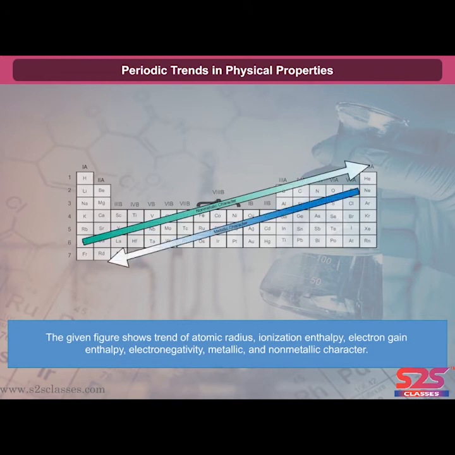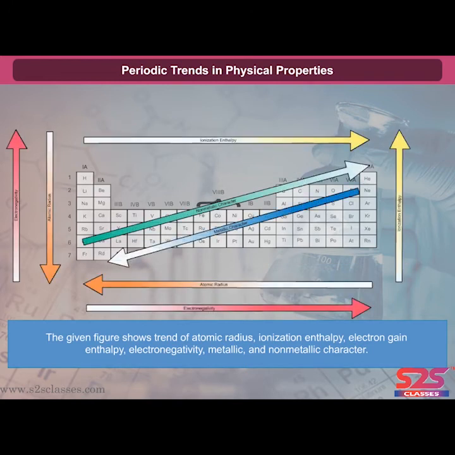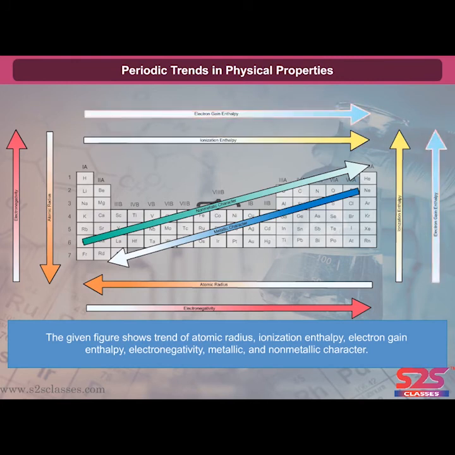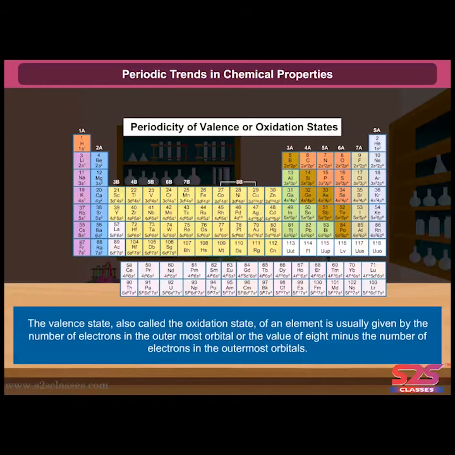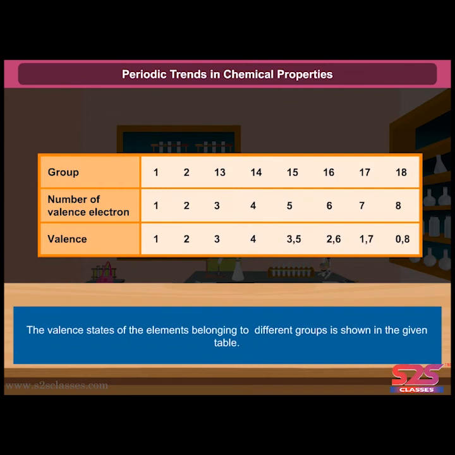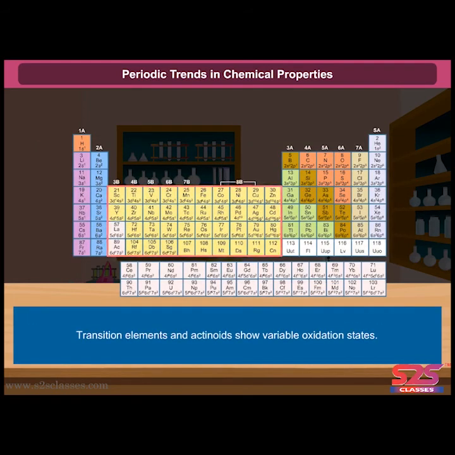The given figure shows the trends of atomic radius, ionization enthalpy, electron gain enthalpy, electronegativity, metallic and non-metallic characters. Observe the changes occurring. Periodic trends in chemical properties. The valence state, also called the oxidation state of an element, is usually given by the number of electrons in the outermost orbital or the value of 8 minus the number of electrons in the outermost orbitals. The valence states of the elements belonging to different groups are shown in the given table. Transition elements and actinoids show variable oxidation states.